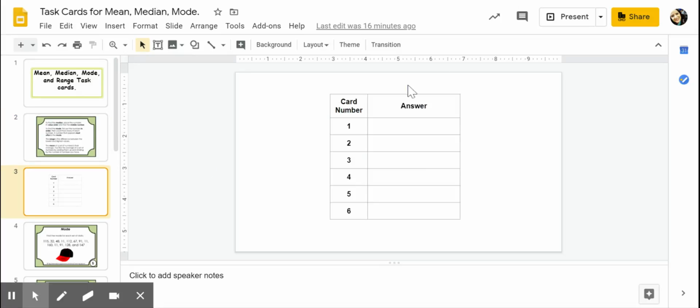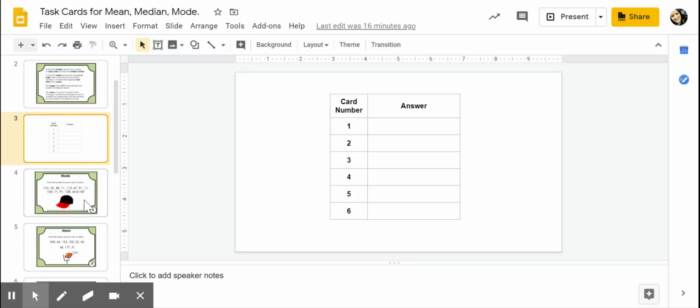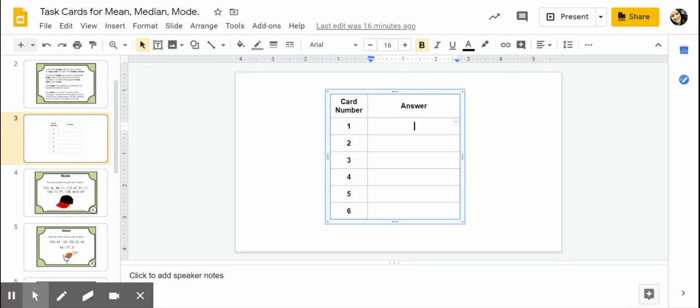This is your answer key card, so you're going to come back to this slide the most often. As soon as you complete each task, you're going to go back here and type what your answer is. You'll just click, and it'll let you type.